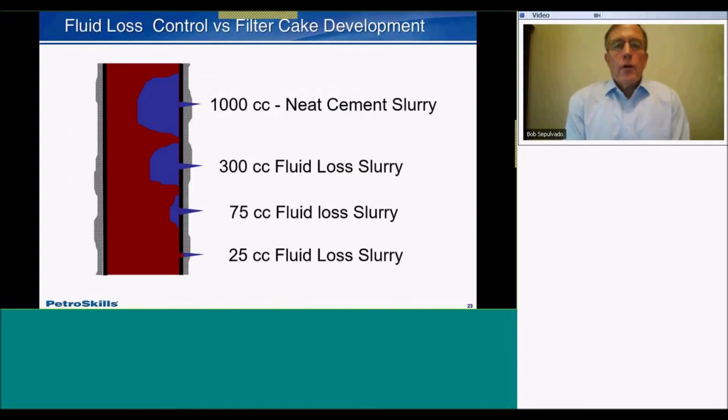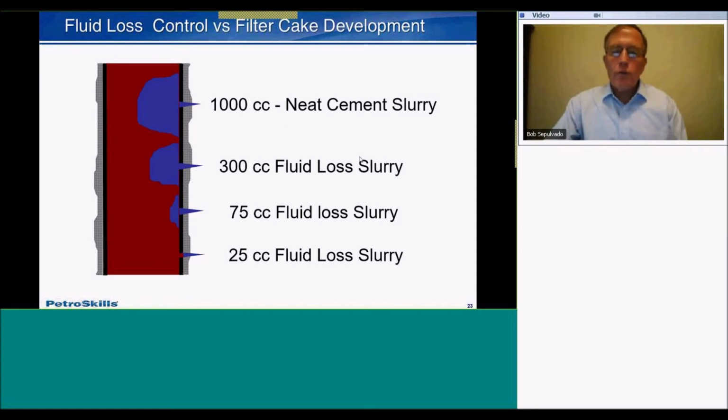Let's talk about fluid loss control versus filter cake development. Okay, this is a slide. This is a perfect illustration of bigger is not better. It's what we have here. Going with a high fluid loss cement, 1,000 cc's. Now I think they're probably being generous with this. I think a deep cement slurry may even have a higher fluid loss than this.